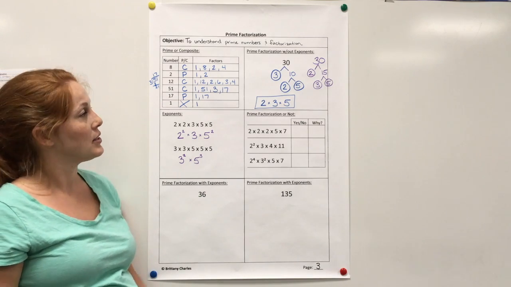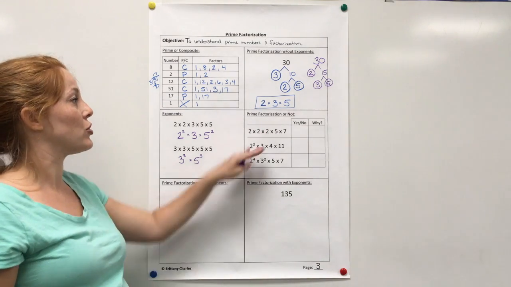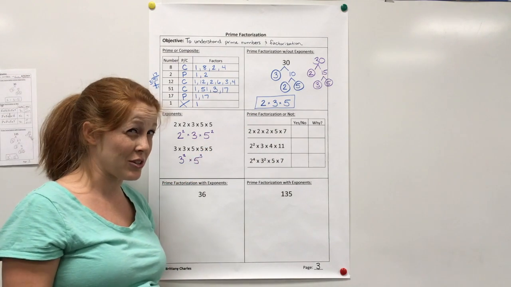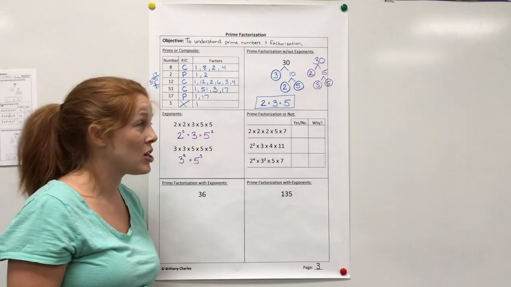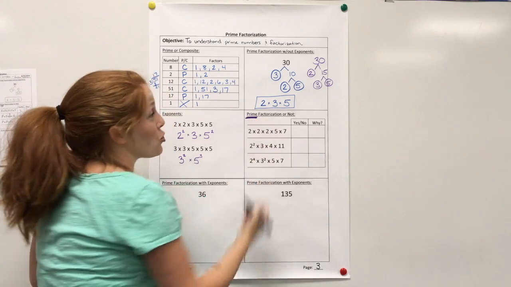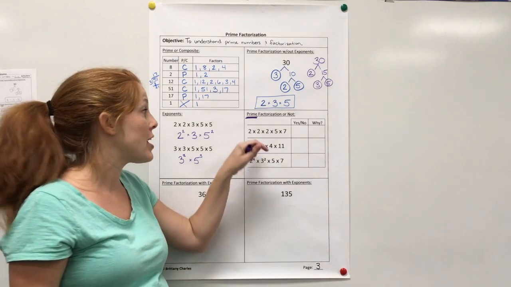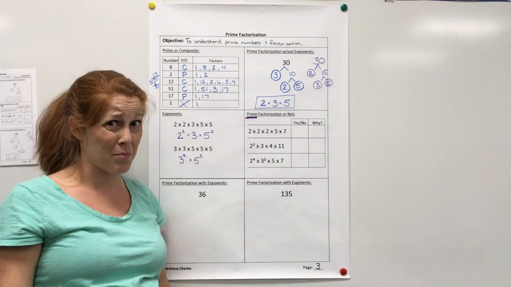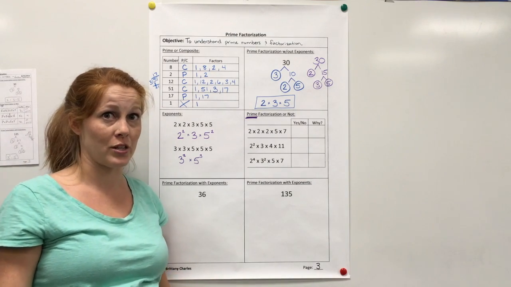All right, next, we are going to look at these expressions, and we're going to decide if they are prime factorizations or if they're not. Well, the key thing here is this word prime. To be a prime factorization, every single base has to be prime. If you see a number that's composite, it can't be a prime factorization.